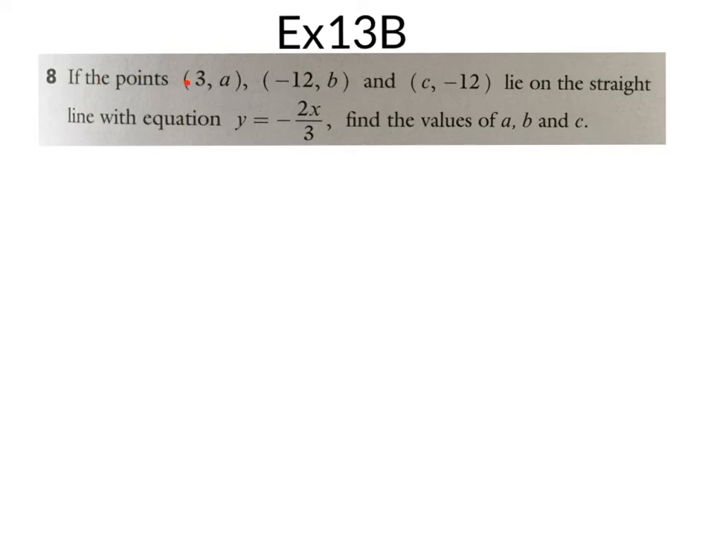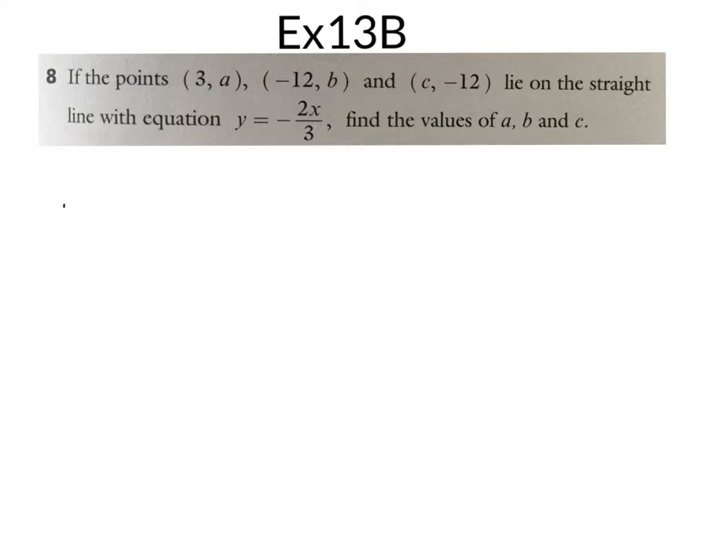If the points (3, a), (-12, b) and (c, -12) lie on the straight line with the equation y equals negative 2x divided by 3, find the values of a, b, and c. So let's take them one by one.